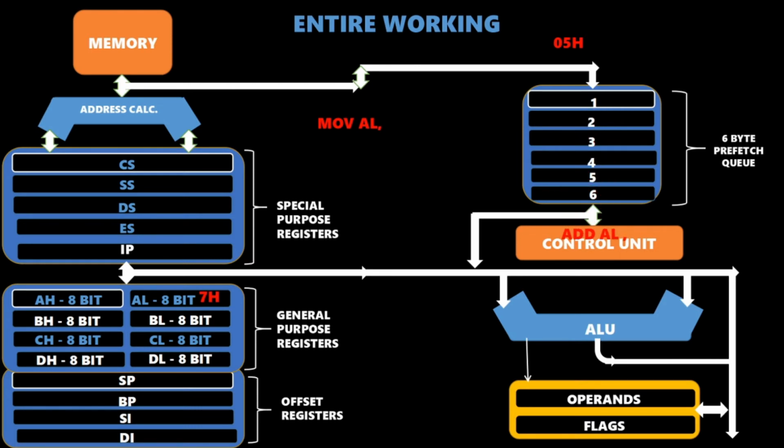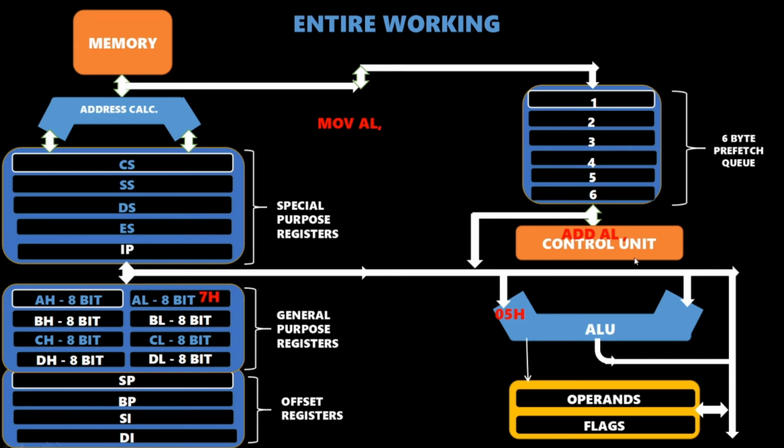We saw that in order for our microprocessor to understand the opcode for ADD AL, it has to decode it. So it goes inside our control unit. Now what happens to our operand? Our operand need not be decoded because it is already in the form which is understood by our microprocessor. So the operand goes to our ALU directly. It does not need to be decoded.